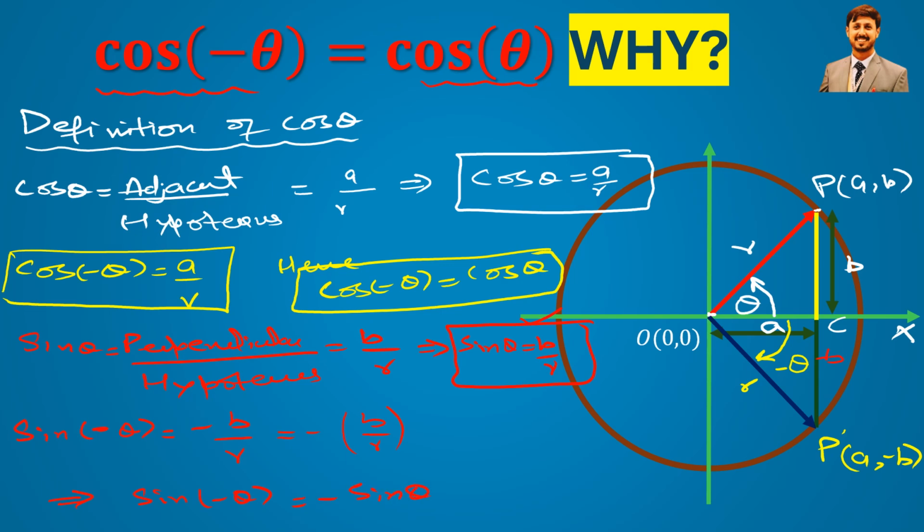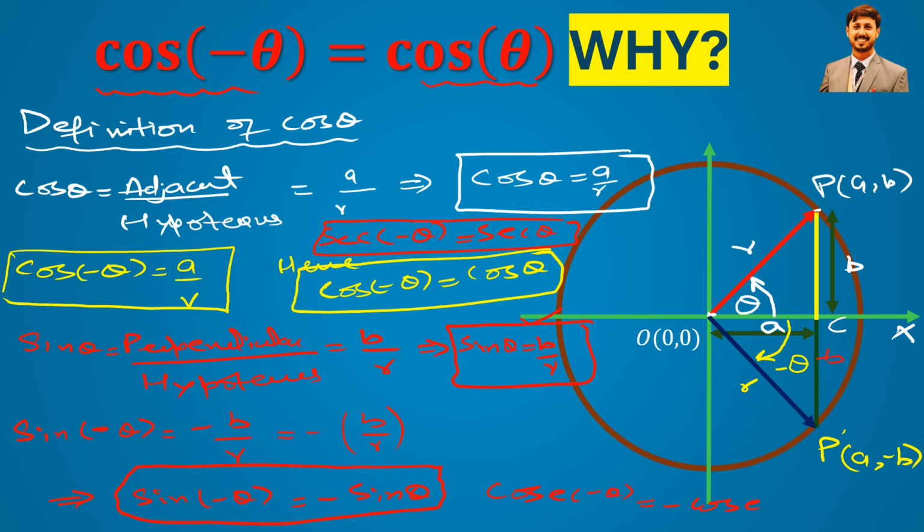The same method can be applied for tangent, secant, cosecant and cot. One more thing to keep in mind is that the reciprocal of cos is secant. So if cos of negative theta is cos theta, the result for secant also remains the same: secant of negative theta equals secant theta. You can also prove this using the definition of secant theta. Similarly, the reciprocal of sine is cosecant, so cosecant of negative theta equals minus cosecant theta.